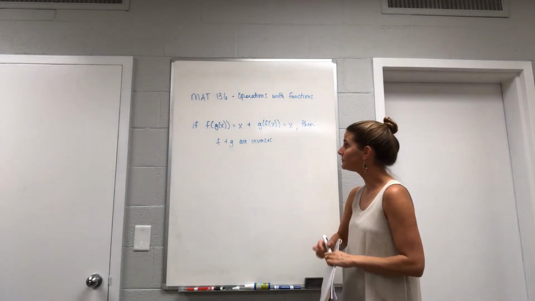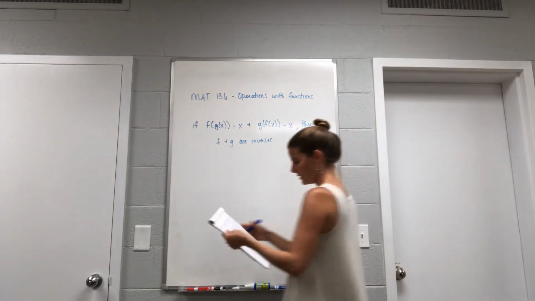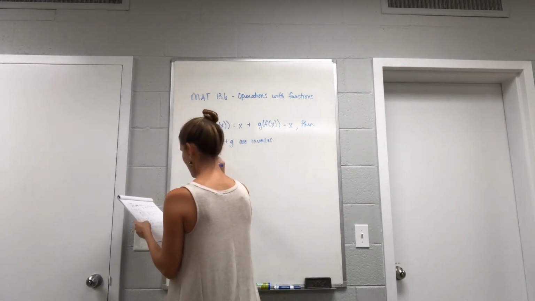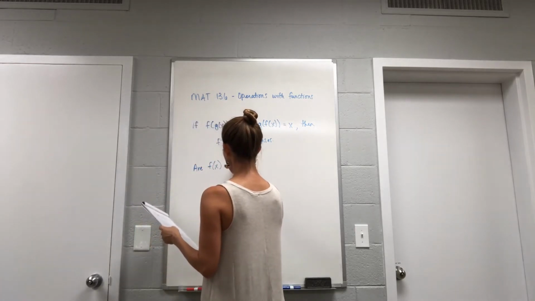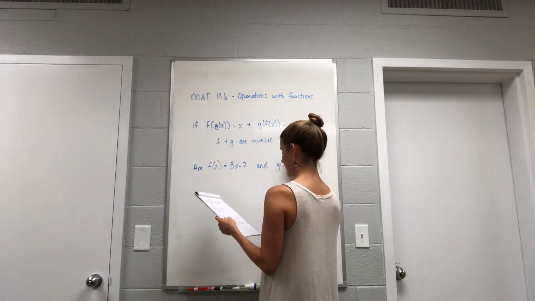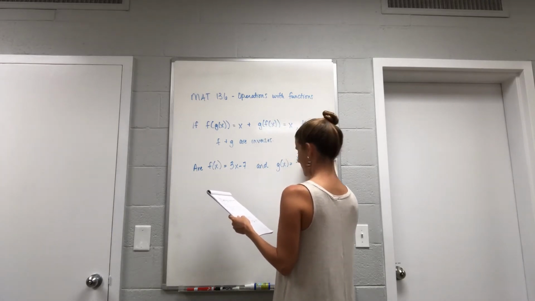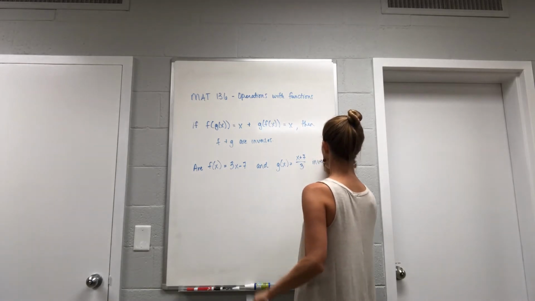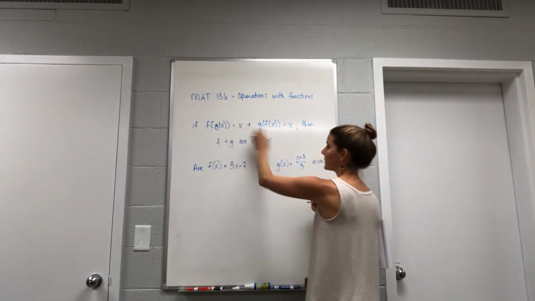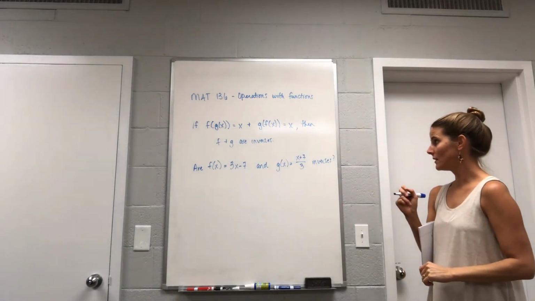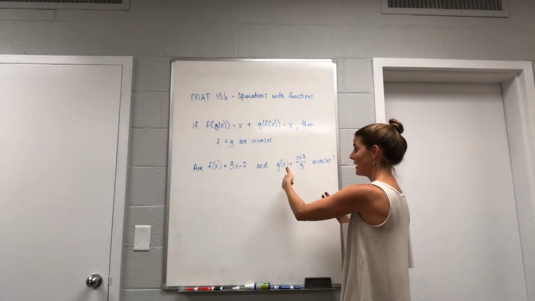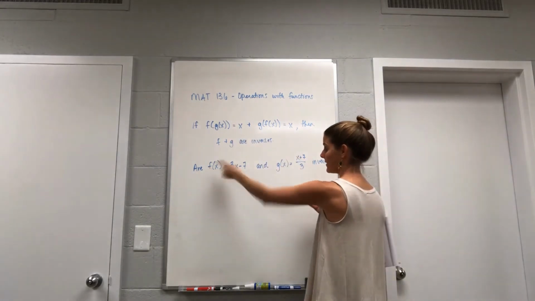So if you were asked to determine if two functions are inverses, let's see, if we want to know, are f of x equals 3x minus 7 and g of x equals x plus 7 over 3 inverses? What I'm going to do is evaluate these and see if I get x. I'm going to plug this into g and see if I get x. I'm going to plug this into f and see if I get x.